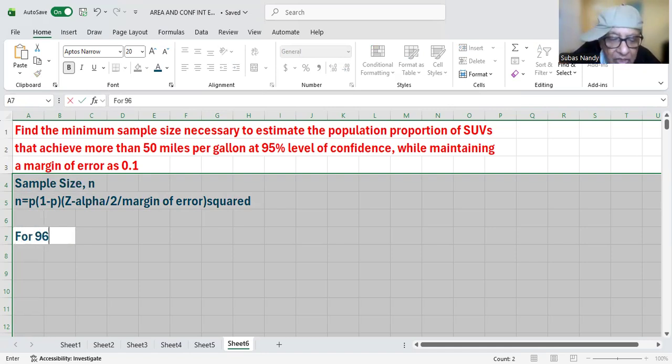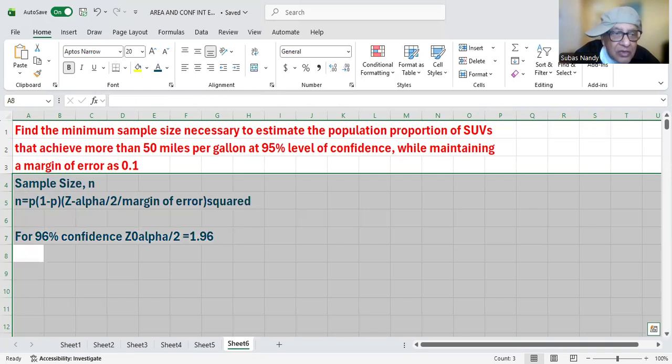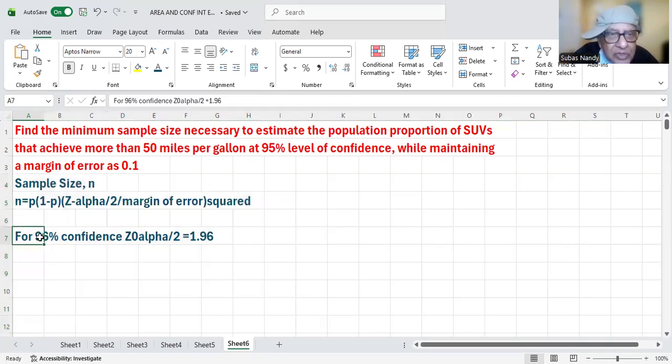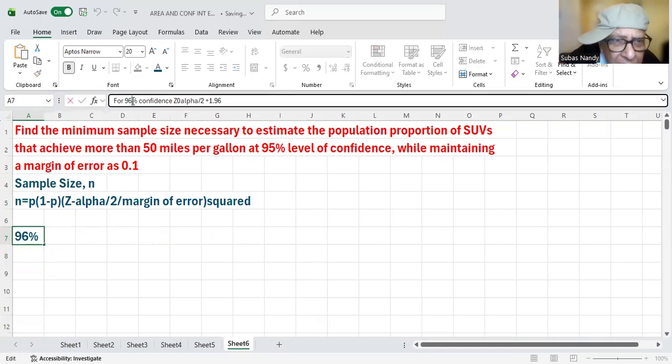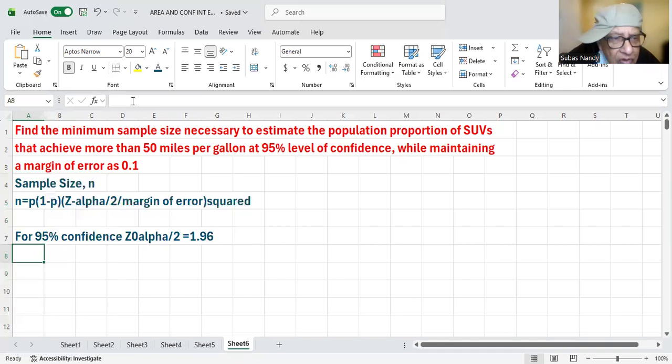For 95% confidence level, Z alpha by 2 is equal to 1.96. Where did I get it? From the textbook. Okay, for 95%.